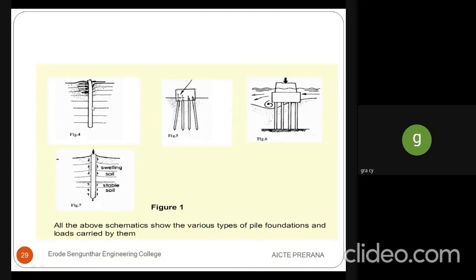And here also we can see the picture. It is used for waterfront structures. The hydro pressure is applicable at the top, and these are battered piles and tensile and uplift piles. Here, if you are using swelling soil, the stable soil will be at the bottom and swelling soil will be at the top. So these are the various types of piles and the loads carried by them.